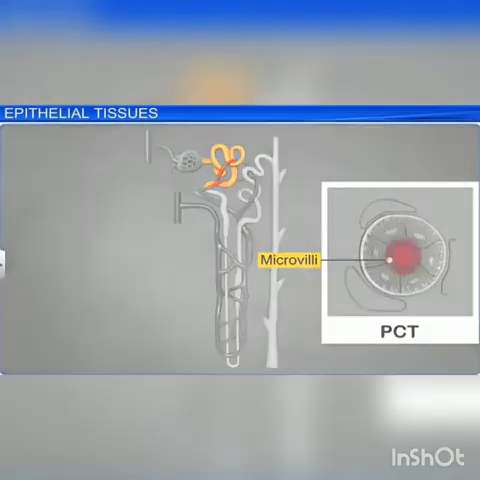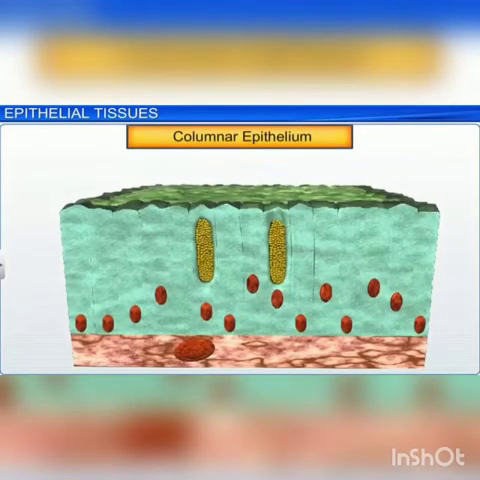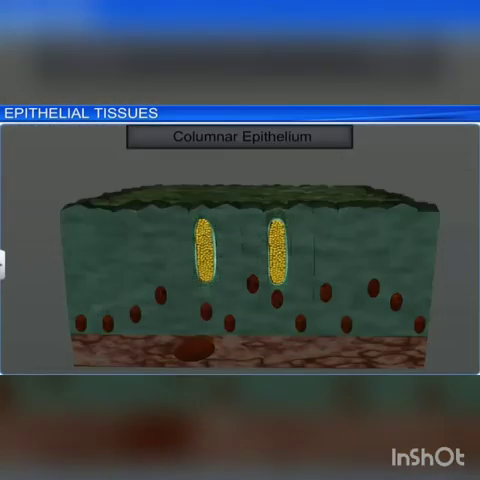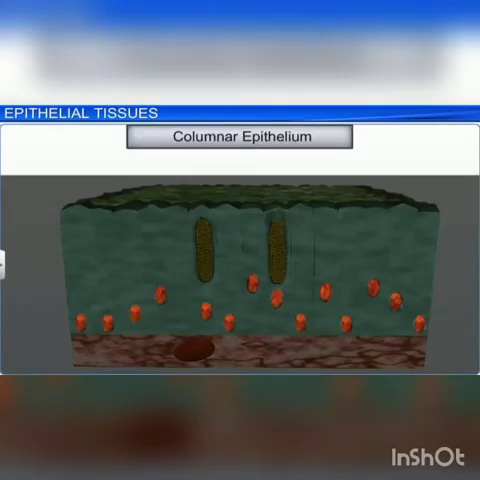Third one is the columnar epithelium. Columnar epithelium is composed of a single layer of tall cells.